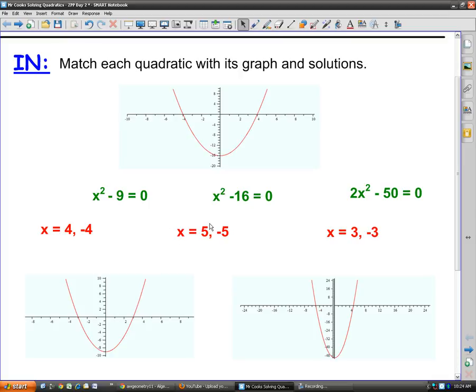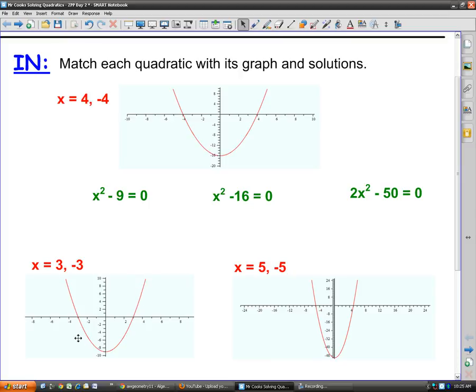So the first thing I want to do is figure out what the solutions are for each one of these graphs. You'll notice that this graph up here crosses the x-axis at positive 4 and negative 4. Those are solutions. This one down here looks like it is at negative 5 and positive 5, so I'm going to put that one there. And this one looks like it is at positive 3 and negative 3. Now we need to find out what equation would give me that.